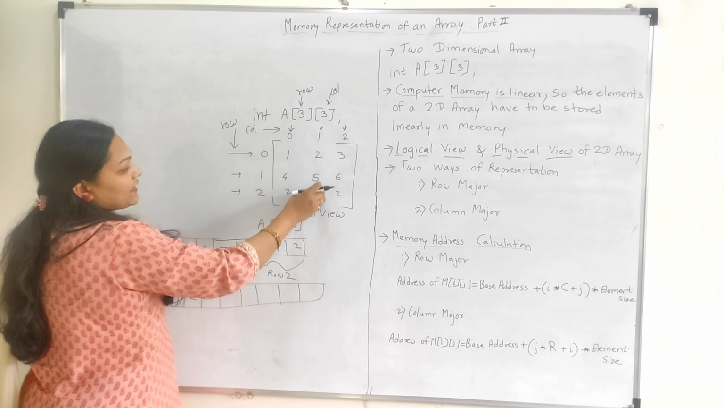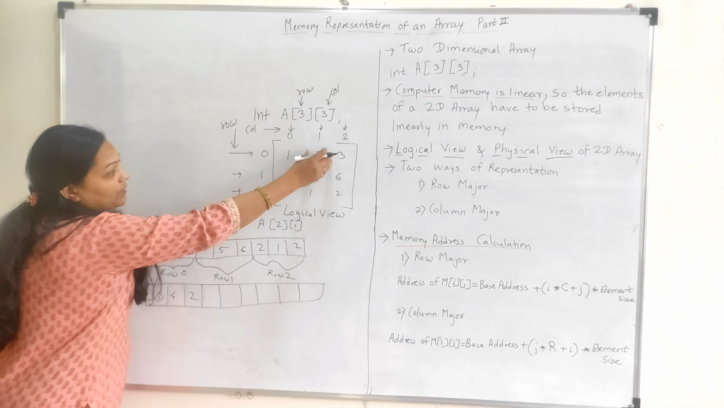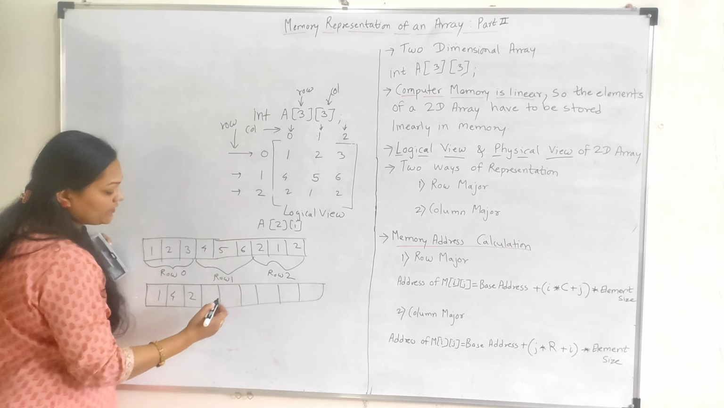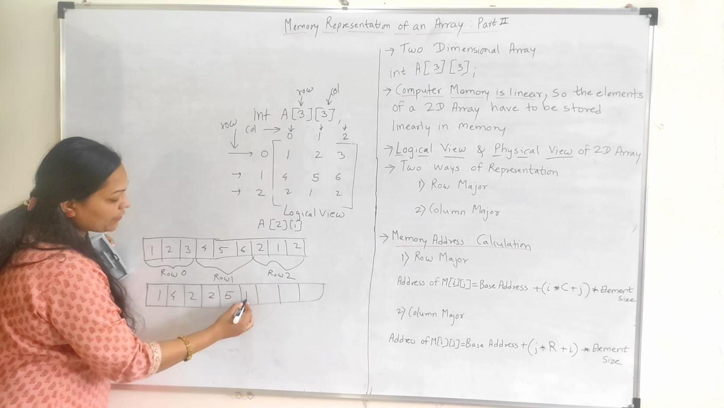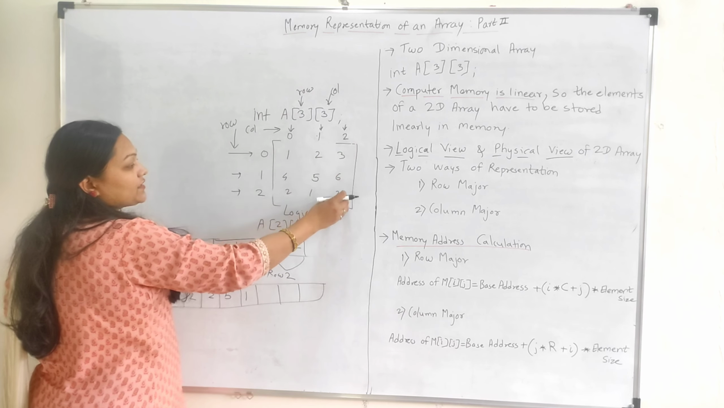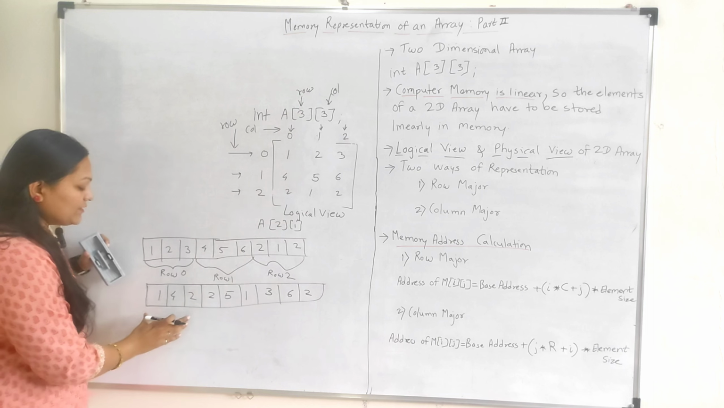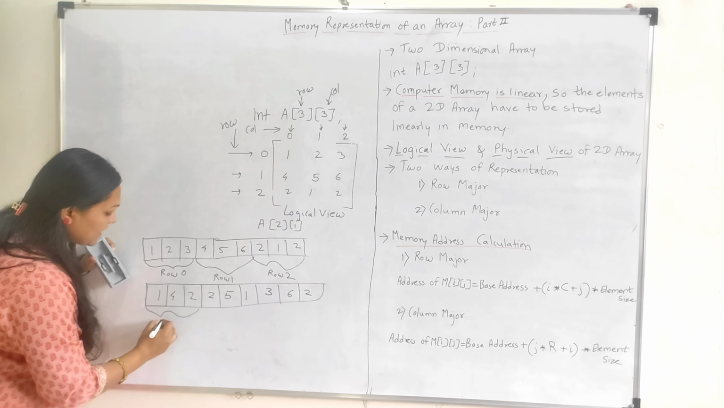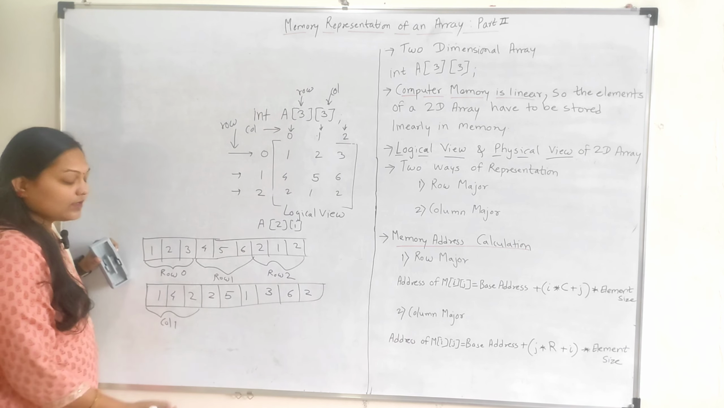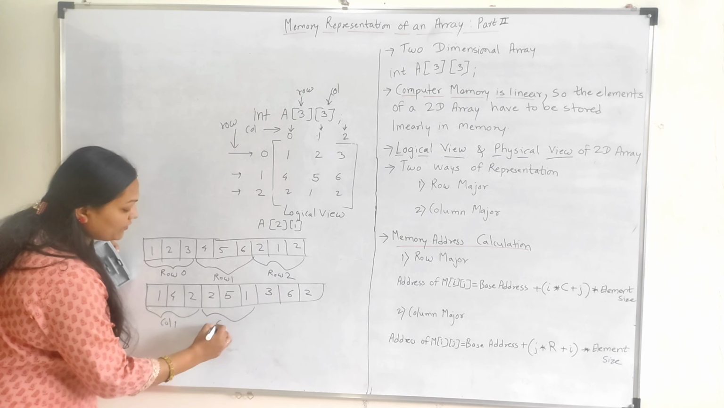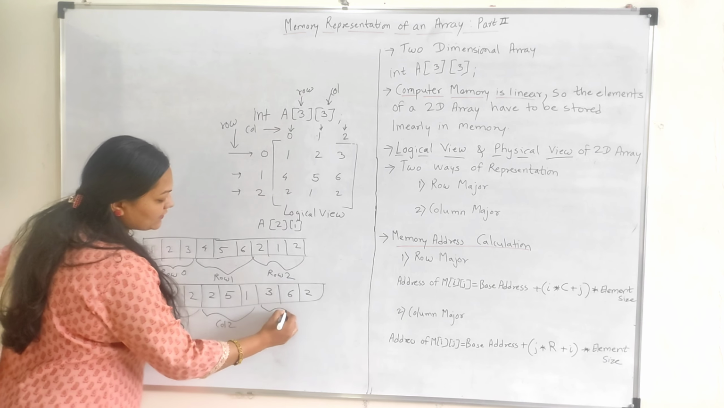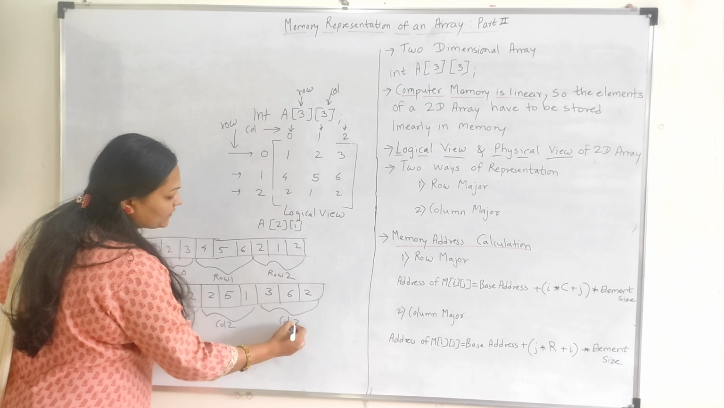Then we'll consider the second column. The second column elements are 2, 5, 1. So we'll store here 2, 5, 1. Then the next column is 3, 6, 2. Okay, so these 3 elements are from column 1, then these 3 elements are from column 2, and then these 3 elements are from column 3.